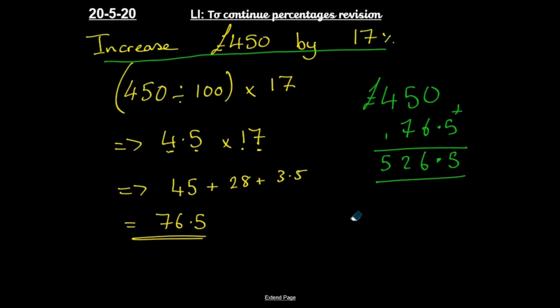So to increase £450 by 17%, the new total is £526 and 50 pence. Okay, increasing there.